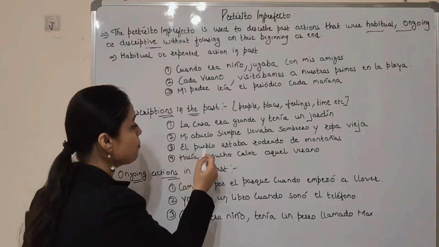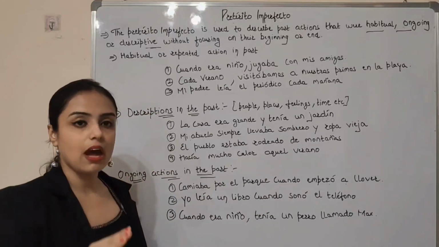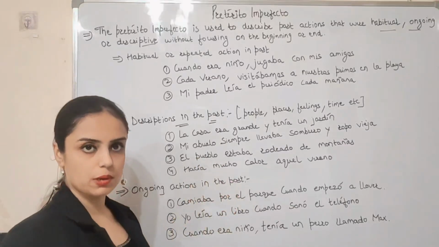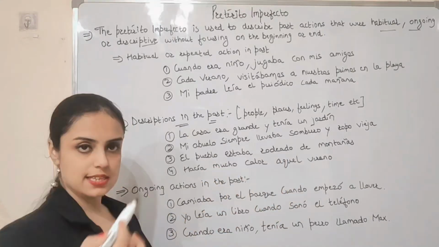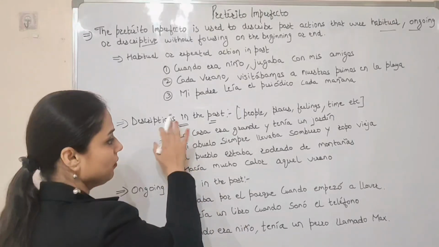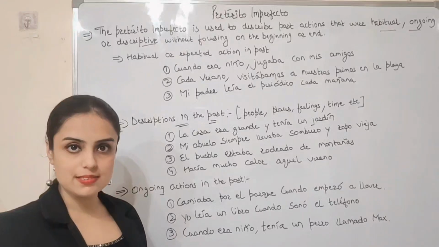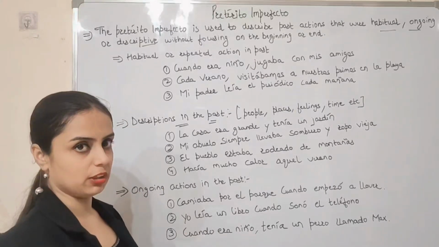The next one is el pueblo estaba rodeado de montañas. The town was surrounded by the mountains. Pueblo means town. Rodeado means surrounded. Montaña means mountains. Vale. So here we are calling out the descriptions for people, places, time, etc. So this is part of Preterito Imperfecto.